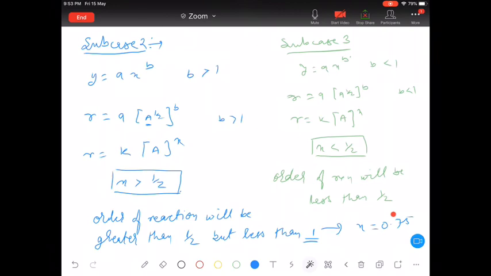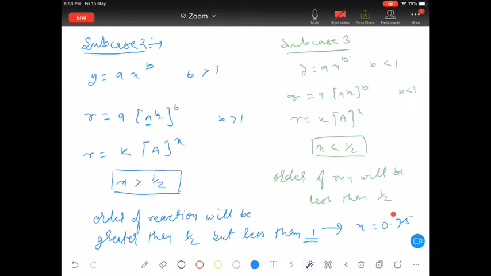So again I'll do the iteration. Again, if I get that straight line, it will be confirmed that yes, the order will be 0.75. But if an increasing curve comes, which means the order will be in between 0.75 and 1. So in the next case I will take the order to be 0.8. I'll assume that, so I will make the R versus A to the power 0.8 curve. Are you getting what I'm trying to say?